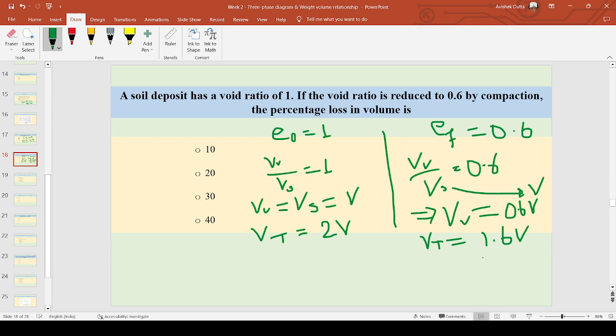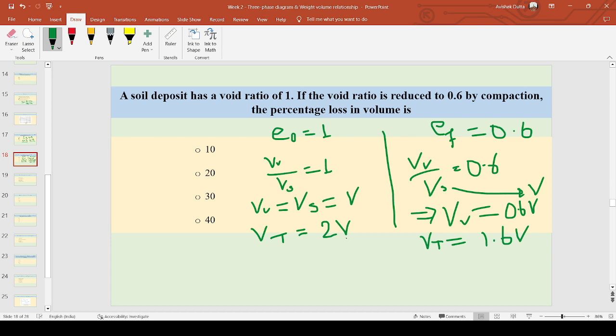Yes. See, if the void ratio is changing, volume of solids won't change, right? Volume of solids, will it change? No. So I can put a constant for the volume of solids. Let the constant be V. Volume of solids of the soil is V. So in this case, Vs equals V. And since void ratio equals 1, Vs equals Vv equals V, isn't it? So Vv is also equal to V.